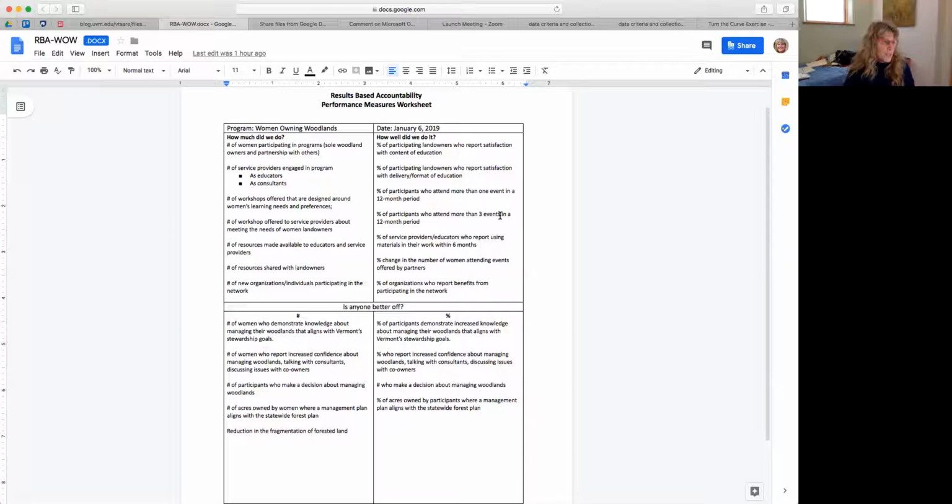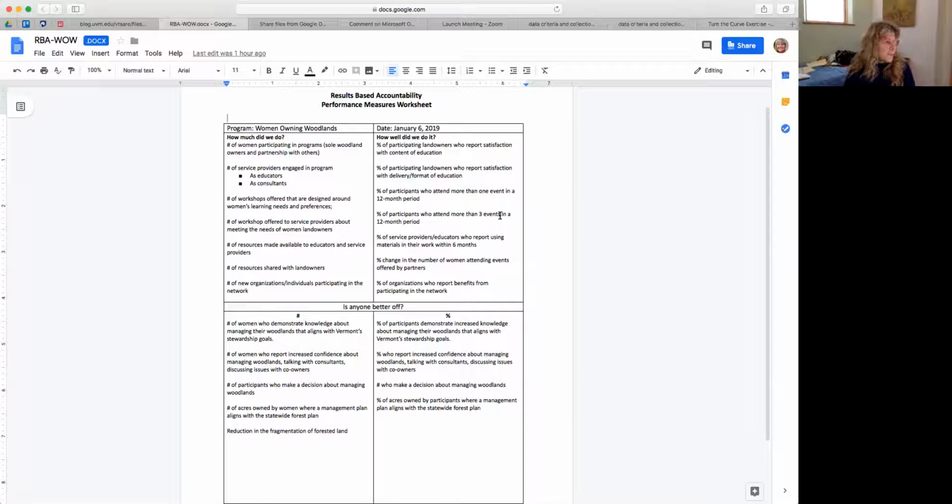General percentage of participants who were satisfied with the content, then those who are satisfied with the delivery and format of the education. Side note, we've heard a lot from our participants about when it's offered and where it's offered is important to people being able to get there, and how it's offered as well as the content is important to the women. Building a network, the idea of participants who attend more than one event in a 12-month period, maybe stepping it up to more than 3 events.